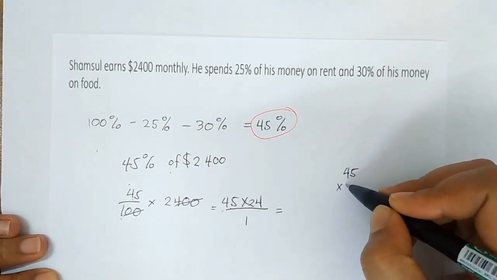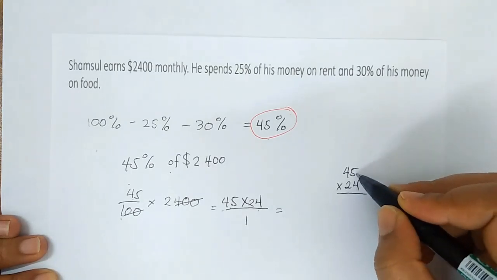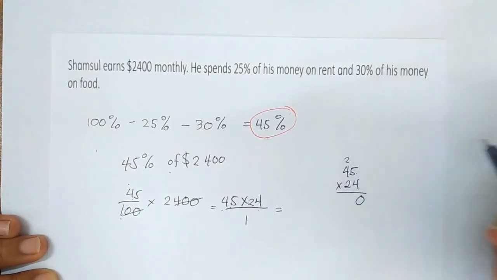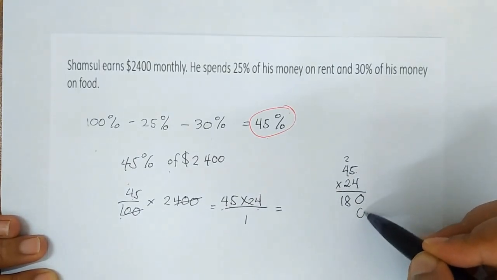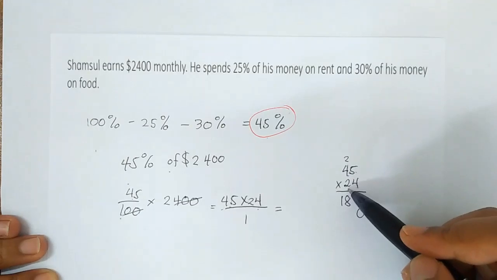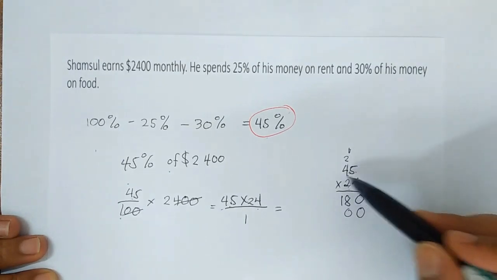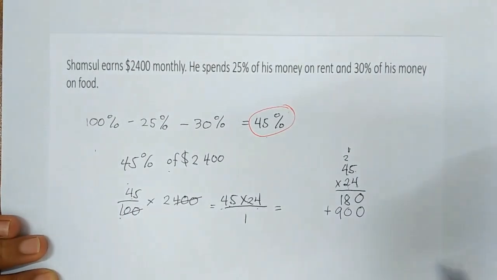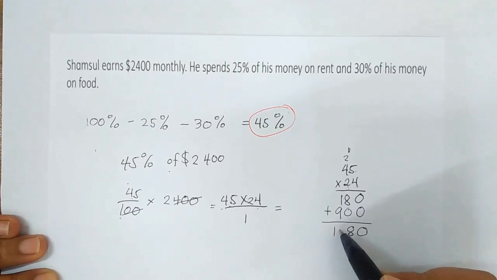Use vertical algorithm. So let's multiply 4 first. 4 times 5 is 20, 2 up, 0 down. 4 times 4, 16, plus 2 is 18. Put 0 on the ones place before multiplying 2. 2 times 5 is 10, 1 up, 0 down. 2 times 4 is 8 plus 1 equals 9. Then add the products. 0 plus 0 is 0. 8 plus 0 is 8. 1 plus 9 is 10.